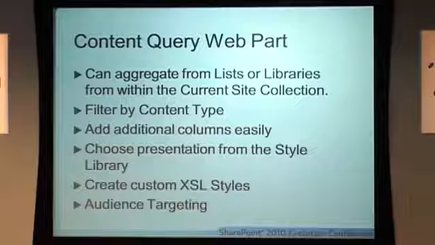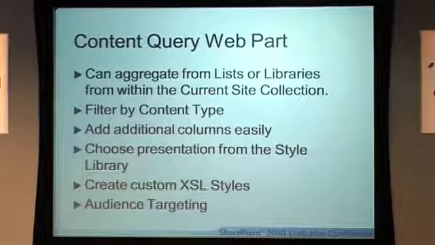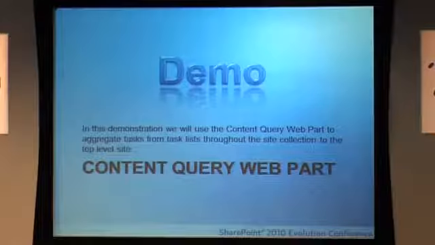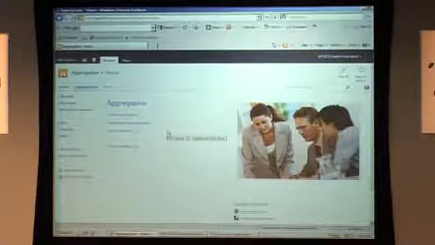There's a number of out-of-the-box styles that you can choose from. You'll find these actually reside in a style gallery that's at the top level site within your site collection. So there's a few that are presentable. You can simply use those, or you've got the ability to create a custom XSL style as well, which I'll show you an example of. Okay, so let's take a look at the content query web part and the sort of thing that it can do for us.